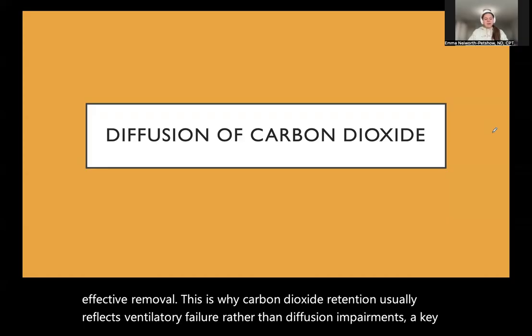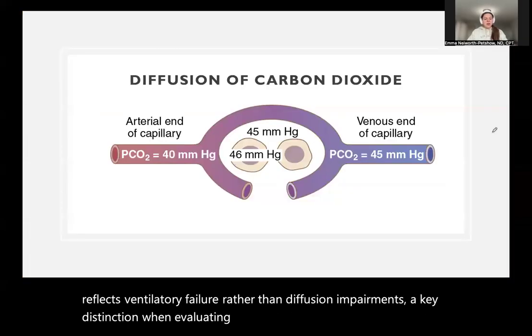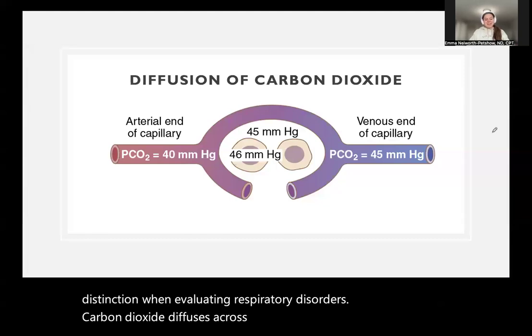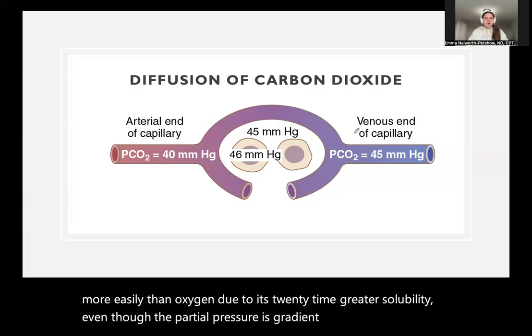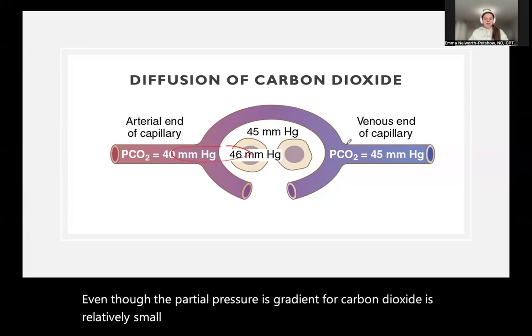when evaluating respiratory disorders. Carbon dioxide diffuses across the alveolar capillary membrane far more easily than oxygen due to its 20-times greater solubility. Even though the partial pressure gradient for carbon dioxide is relatively small, only about 5 millimeters of mercury, it is still sufficient for rapid equilibration.